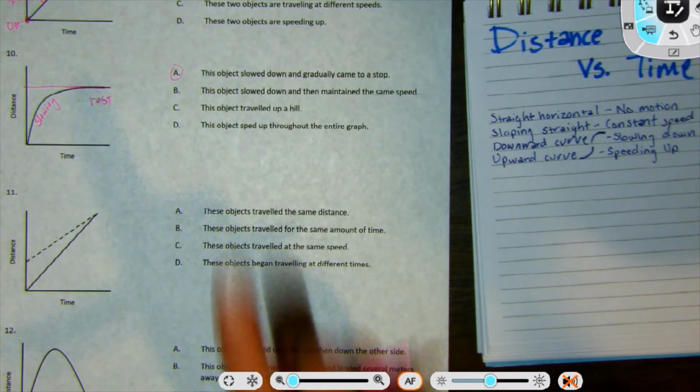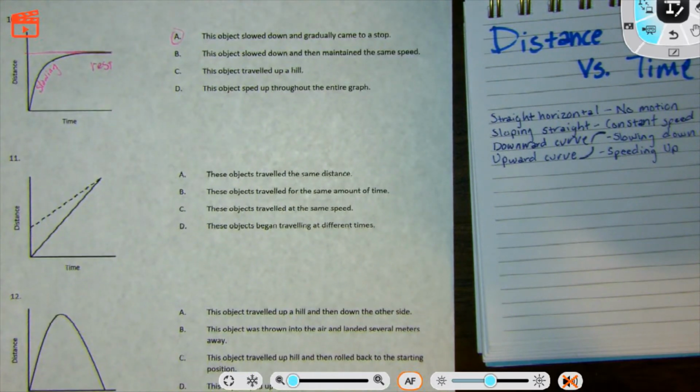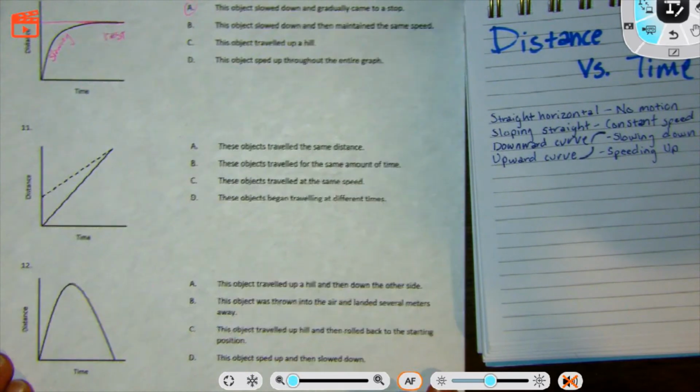Number 11. Okay, same thing that we've done on all the others. We look at it. They stopped at the same time.